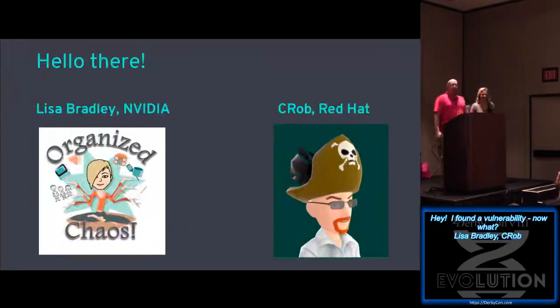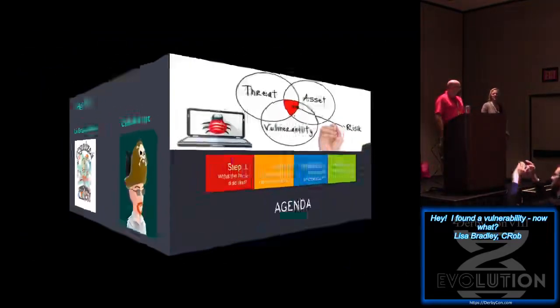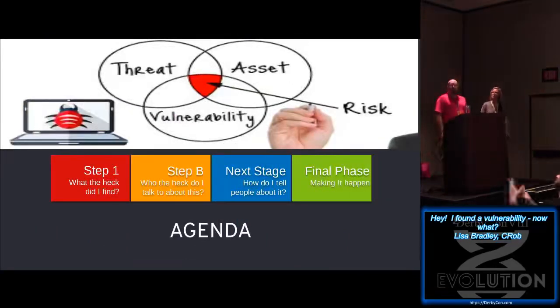Well, hello, everybody. My name's CRob. I work for Red Hat Product Security. My name is Lisa Bradley, and I work for NVIDIA. We are here to talk to you today about, hey, you found a vulnerability. Now what do you do with it? Is anyone here in the room a security researcher that wants to admit to it? Nice. Hey, you may have talked to us or our peers in the industry at some point. So roughly today we're going to talk about trying to understand what you found, what to do with it once you found it, how to tell people about it, and then making your dreams a reality by sharing your work with the world.